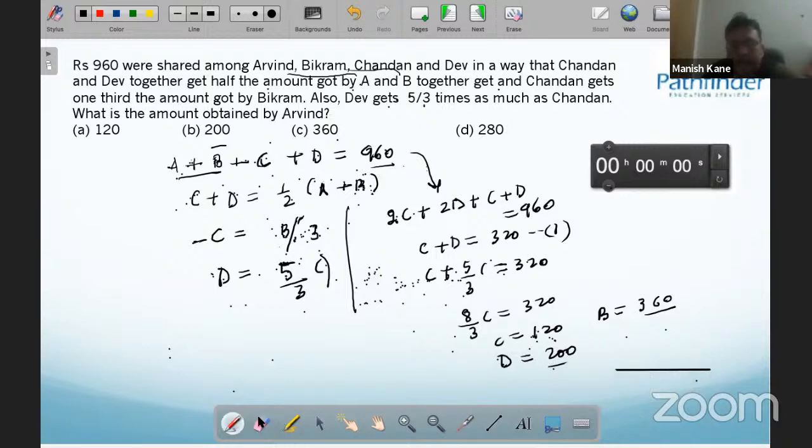So how much is A? 960 minus 680. That must be 280, I guess. The correct answer will be 280. I hope I have not made a silly mistake anywhere. So 320, 680, yeah, 280. So the amount obtained by Arvind will be 280.